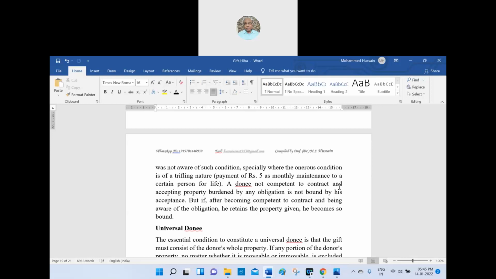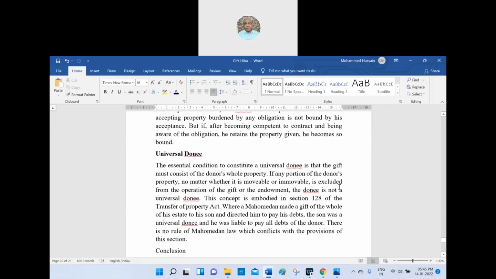A donee not competent to contract, accepting property burdened by any obligation, is not bound by his acceptance. That means if the donee is not competent to accept the gift, then such an obligation is not binding on him. But if after becoming competent to contract, that is, after becoming a major and being aware of the obligation, he retains the property given, he becomes bound. Once he has attained majority, instead of relinquishing the property he got in the form of a gift, he keeps it, which means he has accepted the gift and is continuing it. So that is the whole story behind it.